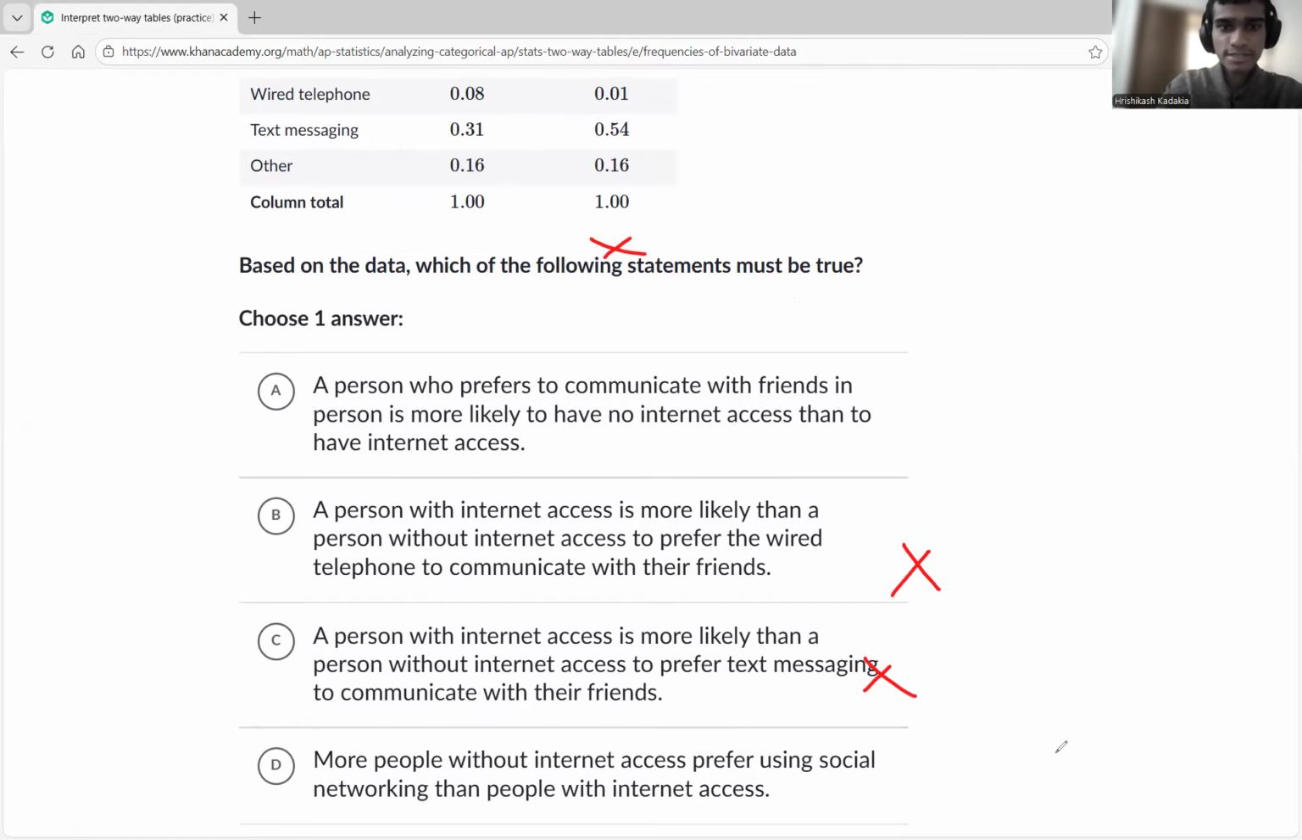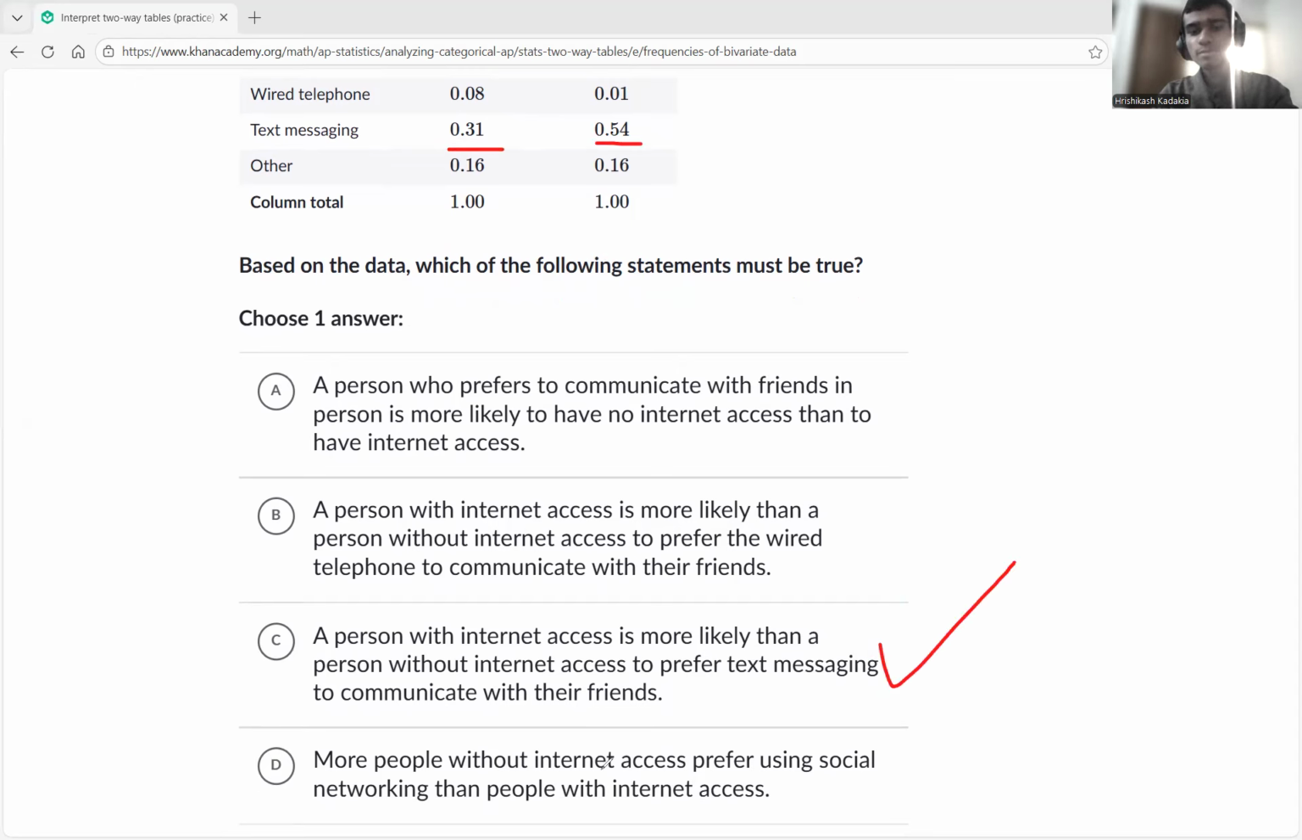Now, if we take a look at C and D, I'll just erase this. A person with internet access is more likely than a person without internet access to prefer text messaging to communicate with their friends. Well, this one is actually true, because 0.54 is more than 0.31. So yeah, this one is correct.